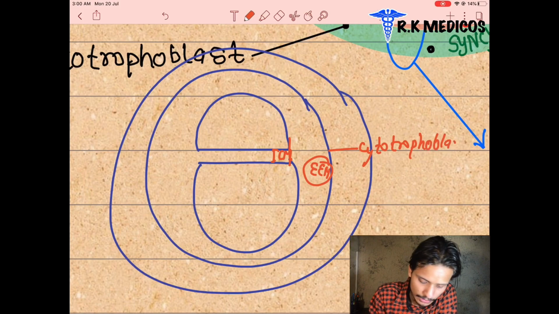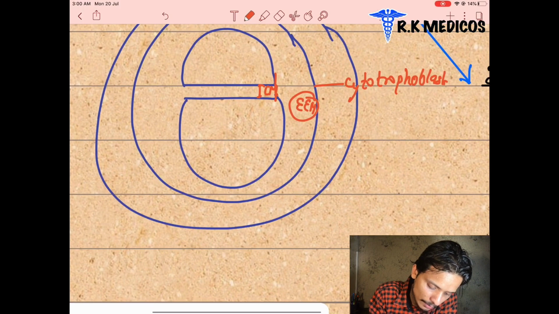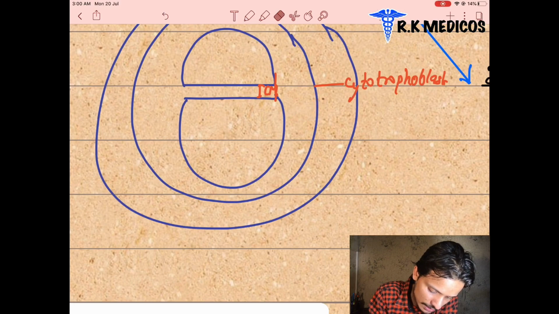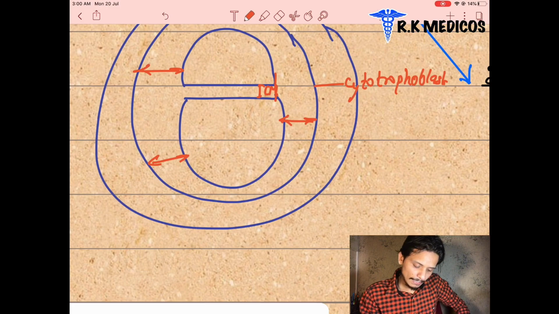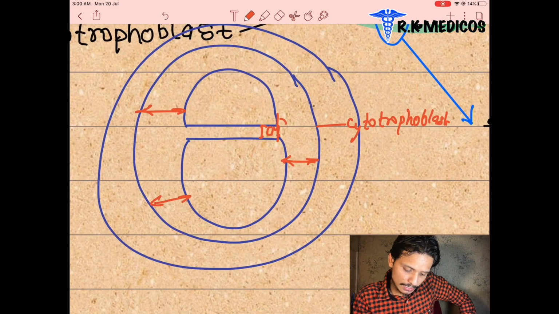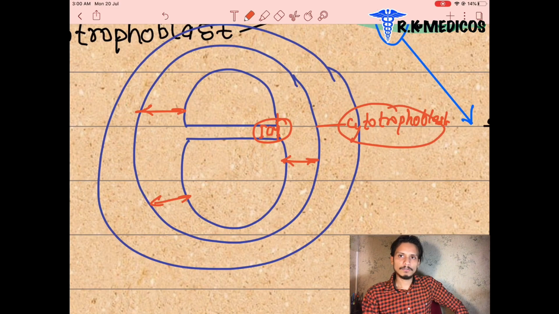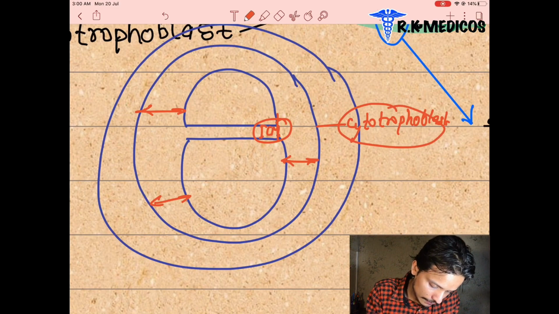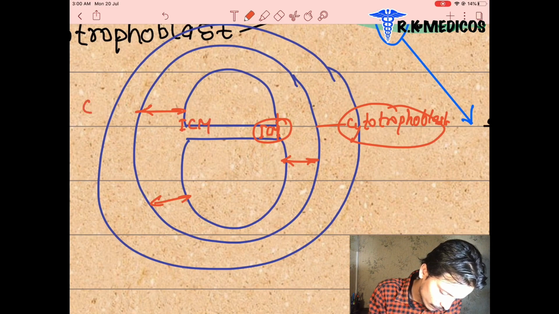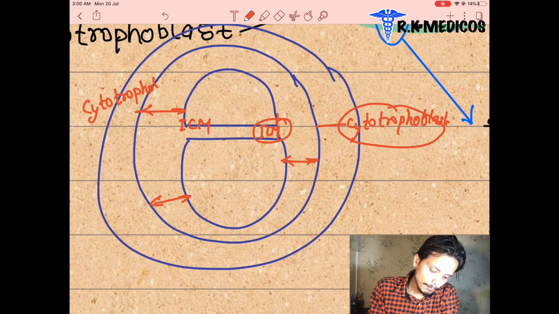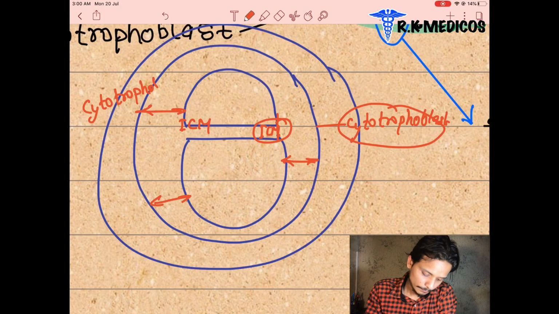Cytotrophoblast. And this extra embryonic mesoderm has a cavity formed inside it. This is the extra embryonic mesoderm, and it is present in between the inner cell mass and the cytotrophoblast. Okay, now this inner cell mass or cytotrophoblast layer, and between them there is extra embryonic mesoderm.